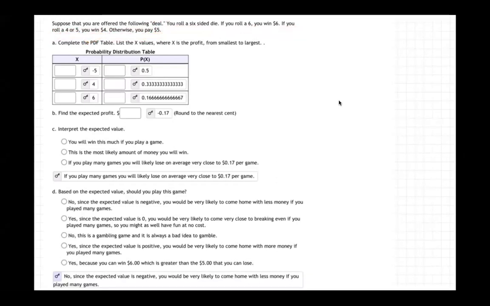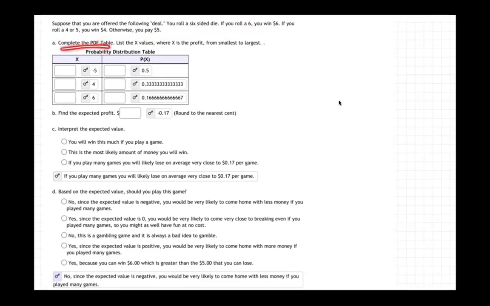The casinos had a new game like that. You roll a die, or your shady friend says, hey, let's play this game. You roll a six-sided die. If you get a six, you're going to win $6. That's nice. If you roll a four or five, you're going to win $4. But otherwise, meaning one, two, or three, you're going to pay $5. What do you think about that? Is that a winning game specifically? Is that a game you should play and you'll win?